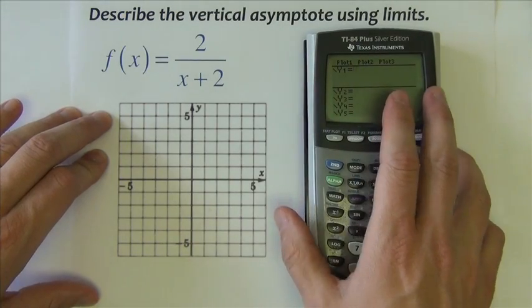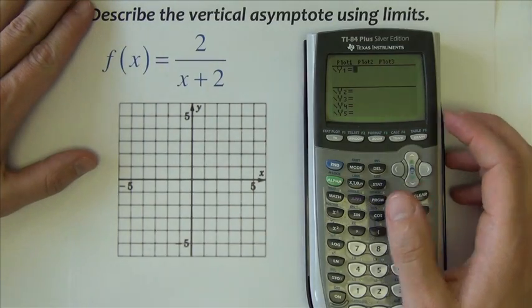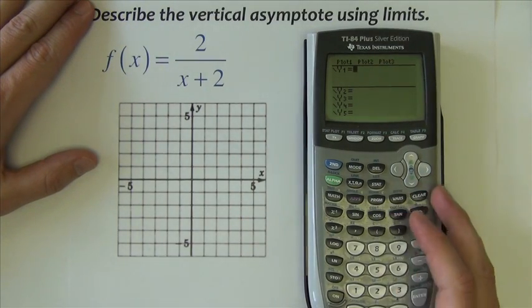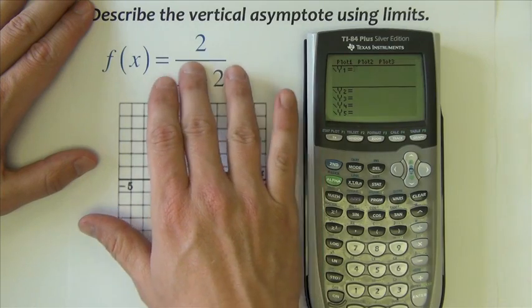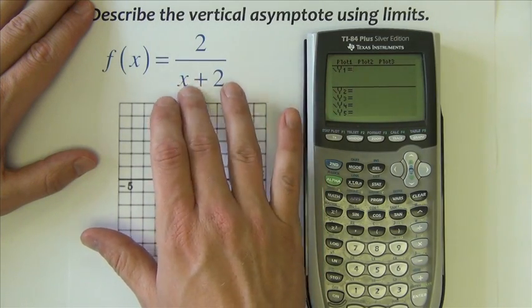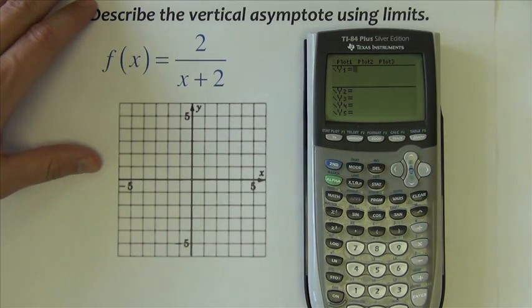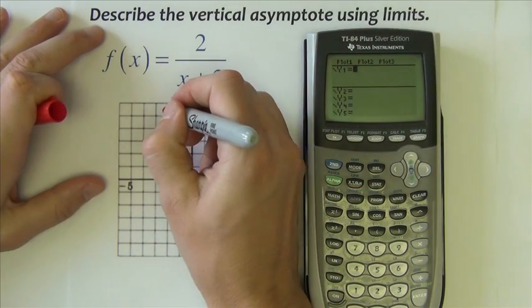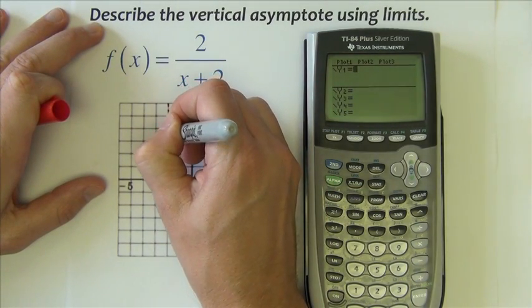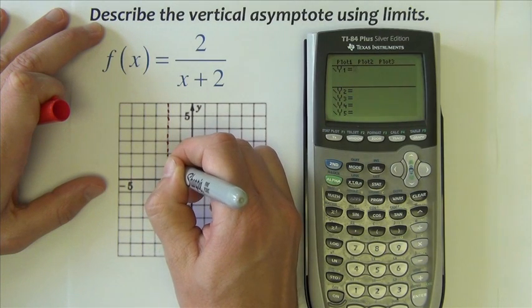Okay, this first one says describe the vertical asymptote using limits. We should all know that vertical asymptotes come from the 0 in the denominator. X in this case cannot be -2 because if it was -2 it creates division by 0. So -2 is the vertical asymptote.